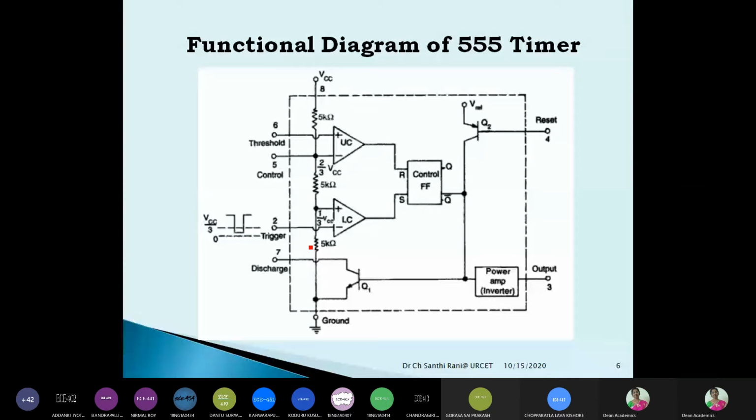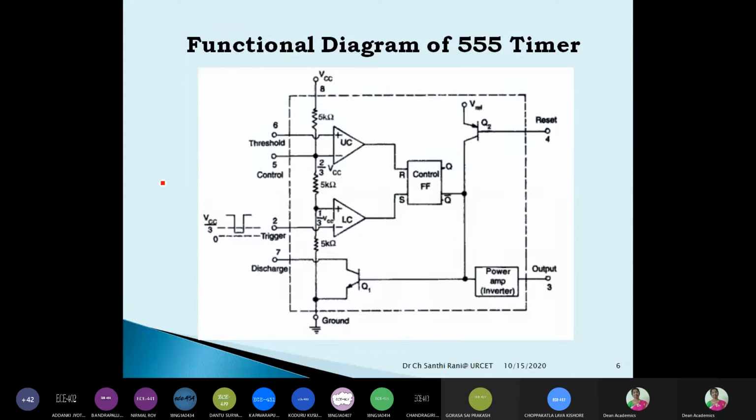So if you learn this, it is suitable for monostable operation. That means it is the main functional diagram with slight modification. One component we connect here, that's all. One capacitor and one resistor we connect, and we connect it as a monostable multivibrator. And with some more modification, we connect it as an astable multivibrator. So the basic functional diagram is the same.